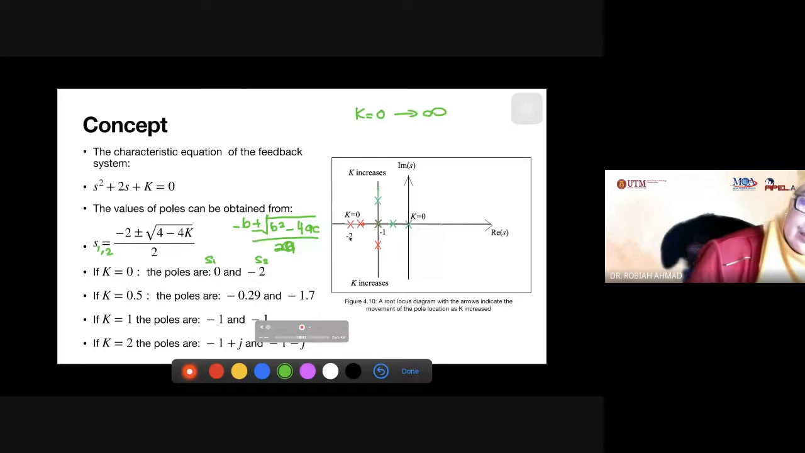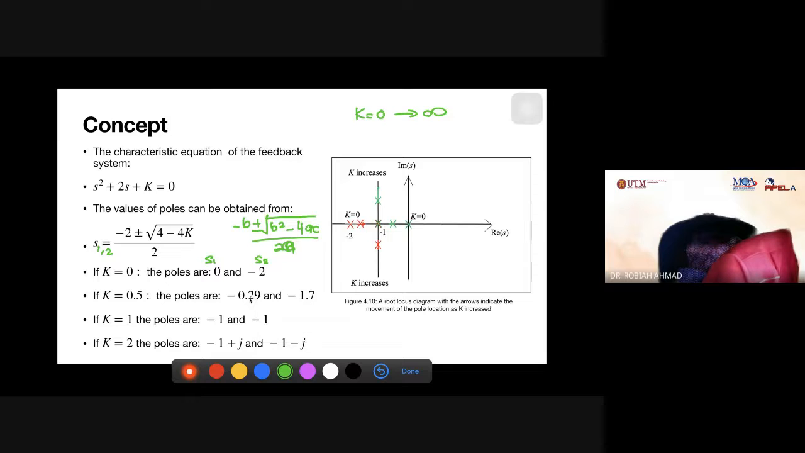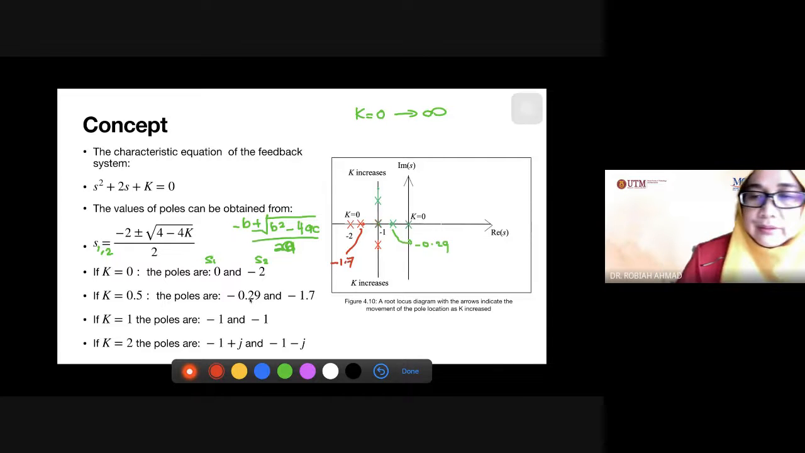So now let us move to K equal to 0.5. When K equal to 0.5, we put it here, and the poles will be, S1 will be minus 0.29. Let's say near here is minus 0.29. And then the second one is actually minus 1.7. Okay, and then increase again. So now K equal to 1.